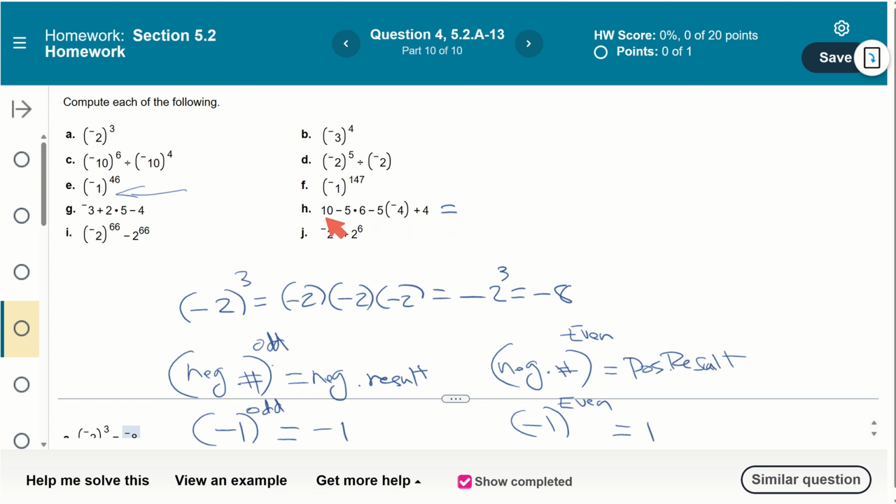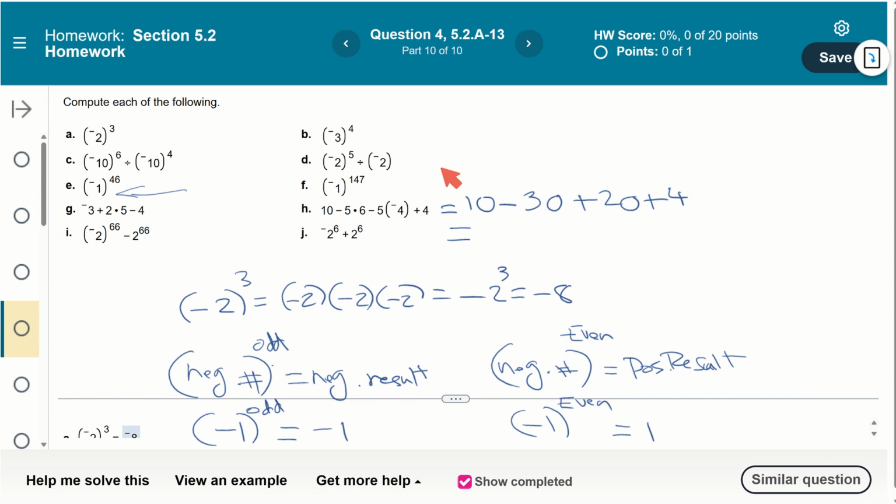So 10 minus 5 times 6 is 30. And then notice that was negative times positive, so we kept negative. Now here we have negative times negative. That's what? Positive, and then 20. And then plus 4, right?